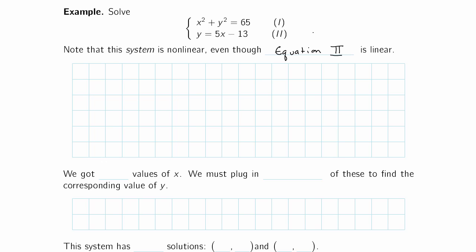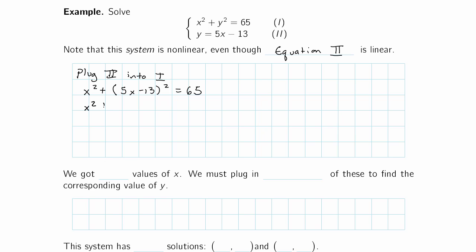Okay, we're going to solve this system, and we're going to use substitution. Equation 2 is also already solved for y, so we're going to substitute that. We're going to plug equation 2 into equation 1, and we'll have x squared plus (5x minus 13) squared equals 65. Okay, let's go ahead and multiply this out.